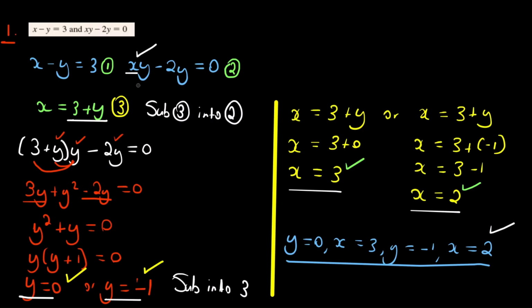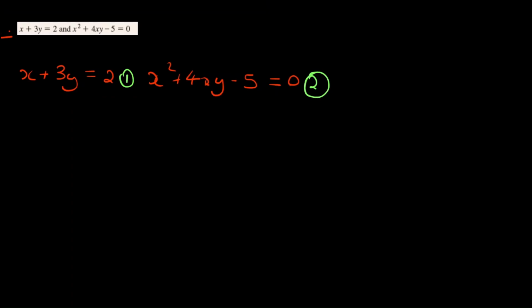So let's move on to the next question of simultaneous equations, where we have something more complex than the first one. In this question, we're given that x plus 3y is equal to 2, and we're given x squared plus 4xy minus 5 is equal to 0. So we can just label this equation 1, and we can label this equation 2. From the two equations, we have to construct equation 3.